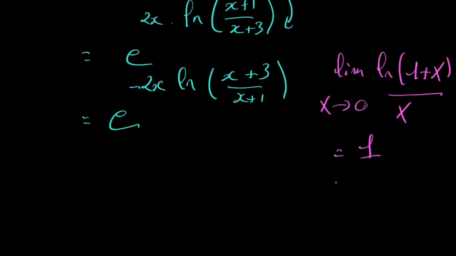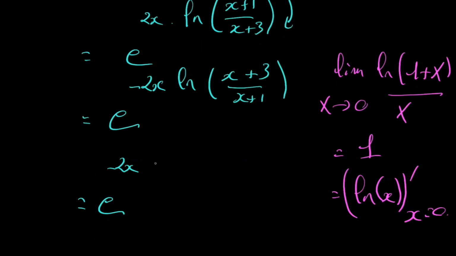Because this is equal to ln of x prime evaluated at x equal to 0. Because this is the definition of the derivative, okay? This is an identity you need to have in your head. So we want to find this identity here. How do we do? We want to have something like 1 plus x in the fraction, okay? So exponential of minus 2x logarithm of (x+1)/(x+1) plus 2 over x plus 1.